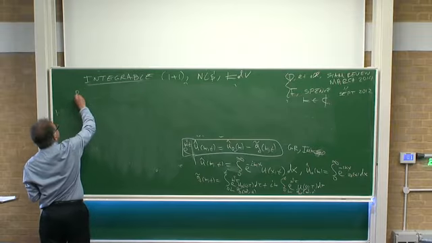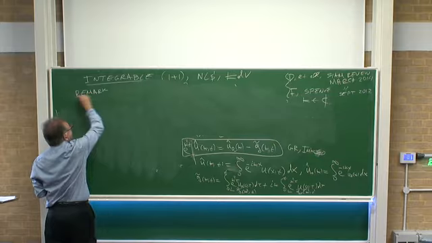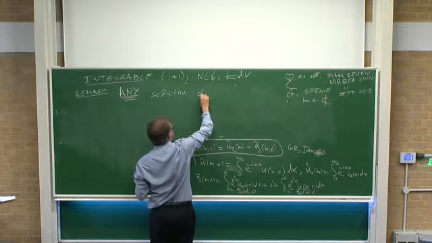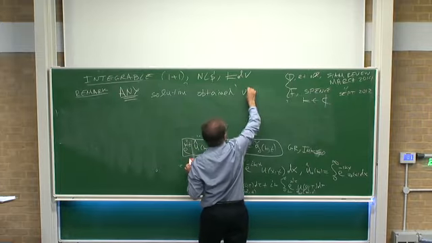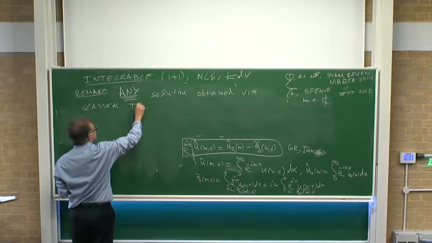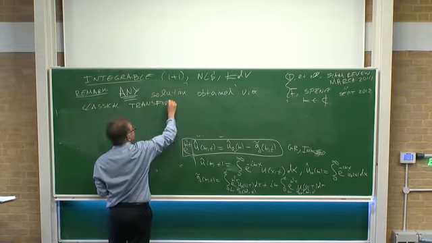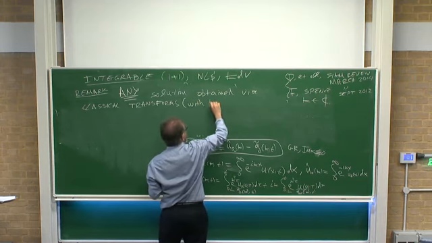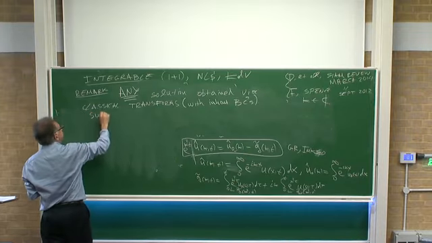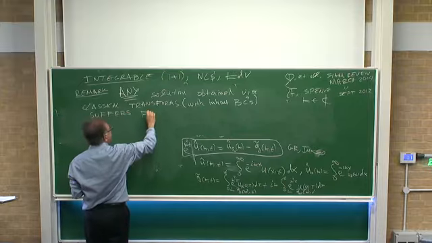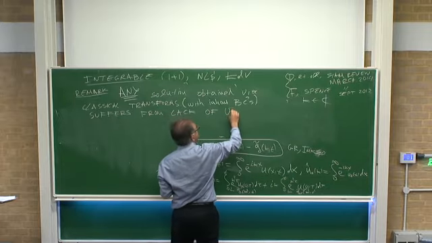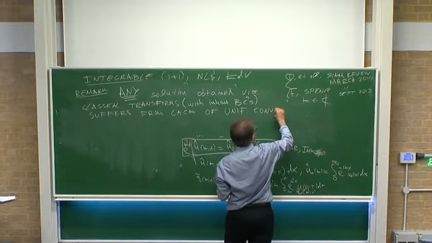Remark: any solution obtained via classical transforms with inhomogeneous boundary conditions suffers from lack of uniform convergence at the boundary.